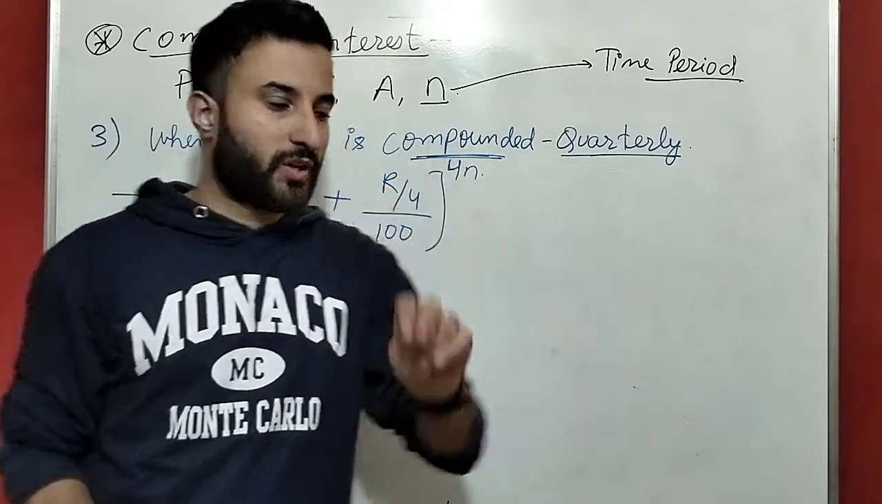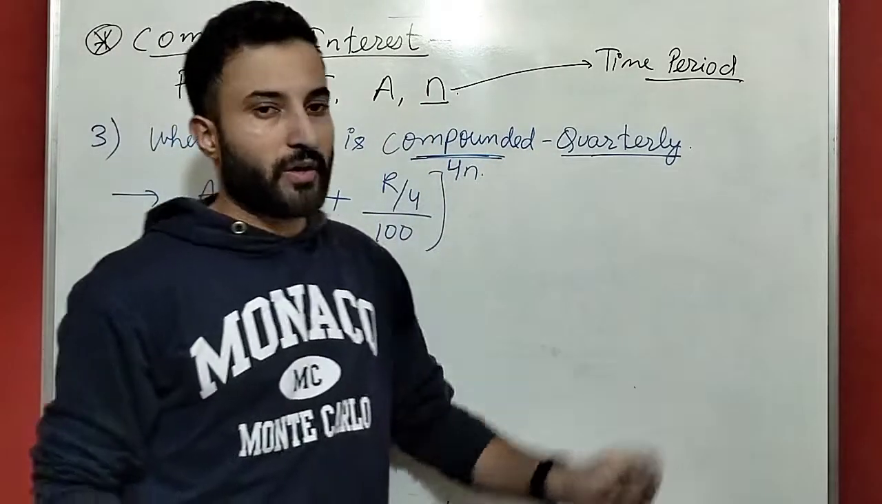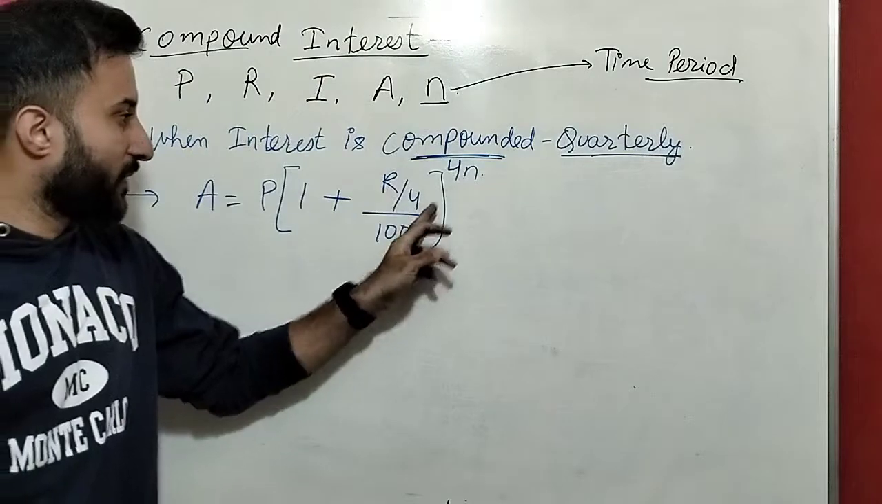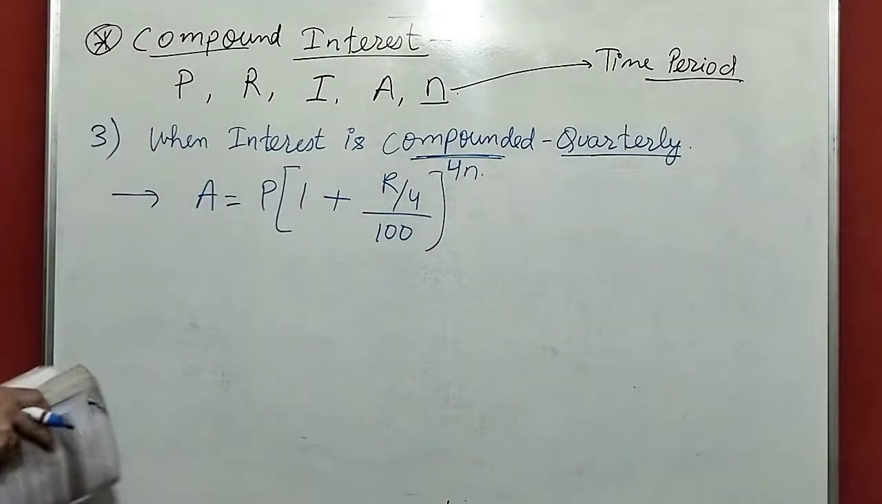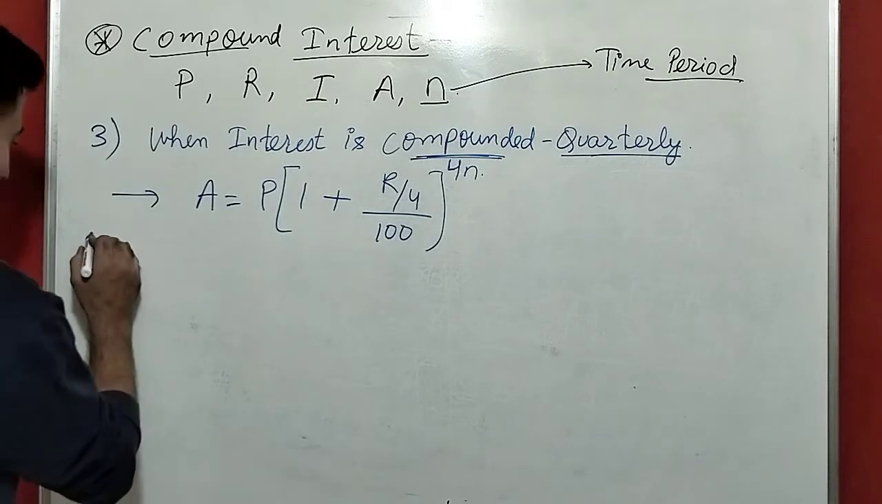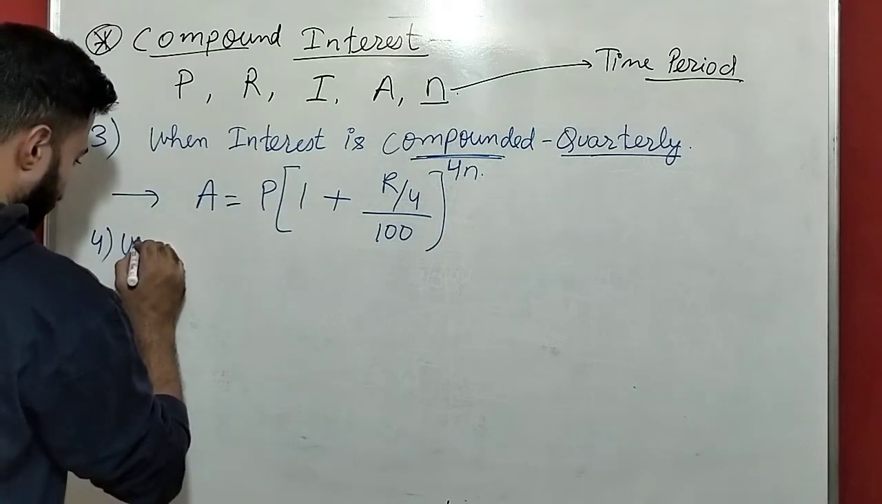Compounded half yearly means 2 times, so r by 2 power 2n. This is compounded quarterly. Quarterly means 4 times, so r by 4 power 4n. Formulas number 1, 2, 3 are over. Now formula number 4.